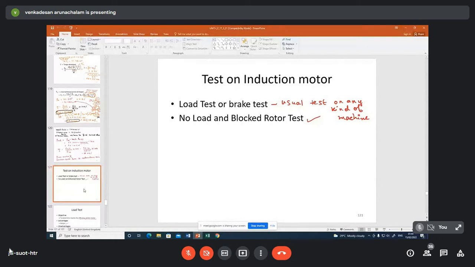Last class we have seen the equivalent circuit of induction motor. Now we will see the various tests on induction motor. Usually you can conduct two types of tests on induction motor. One is load test or brake test. Another one is no load test and blocked rotor test.